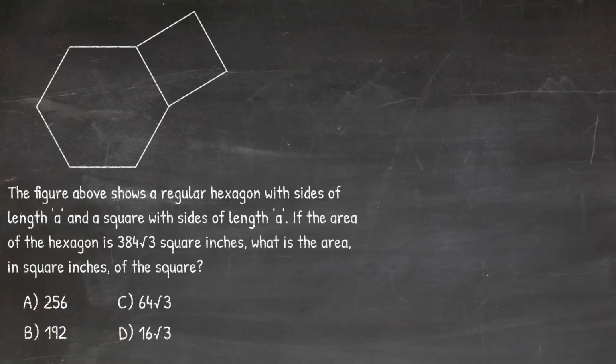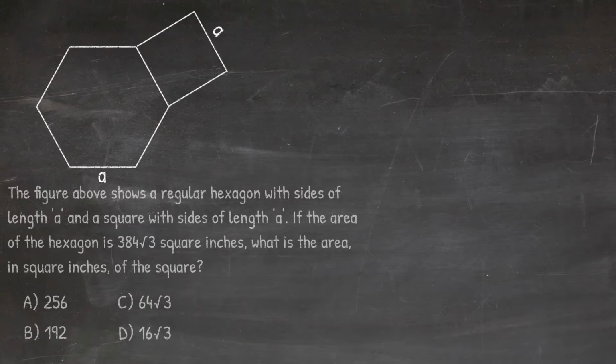The figure above shows a regular hexagon with sides of length A and a square with sides of length A. If the area of the hexagon is 384√3 square inches, what is the area in square inches of the square?